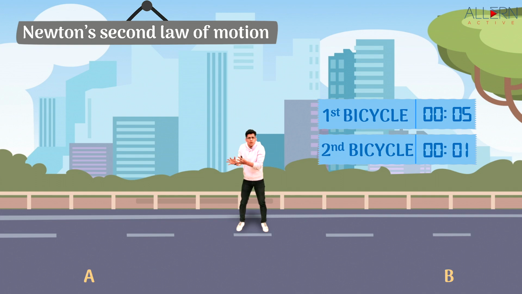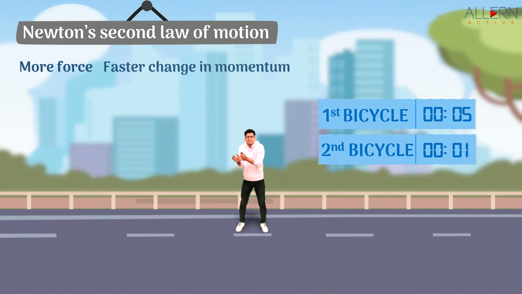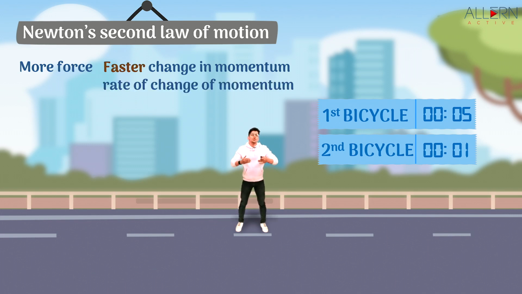That means when the force was more, obviously there was a change in momentum also. But you can see it took only 1 second. That means the change in momentum was quicker, it was faster. That means when we have more force, there is a faster change in momentum. Now what do you mean by this term faster? We know that faster is related to time, and in physics when we talk about time, we say the rate of something. That means when the force is more, the rate of change of momentum is also more.